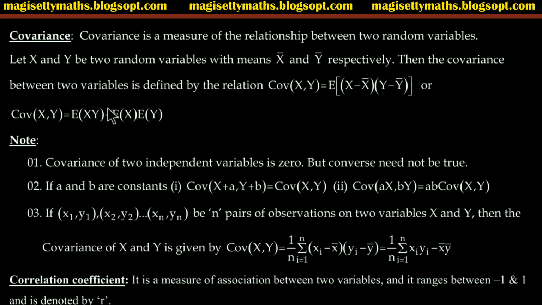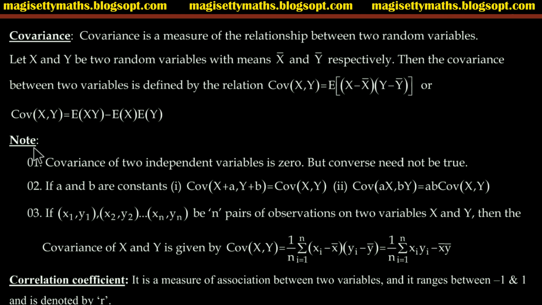The covariance between two variables is given by the relation covariance of x comma y equals expectation of (x minus x bar) into (y minus y bar), or covariance of x comma y equals expectation of xy minus expectation of x into expectation of y.